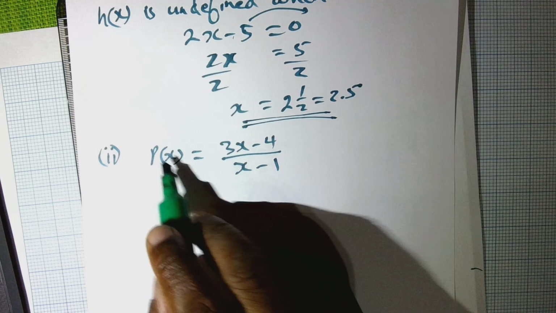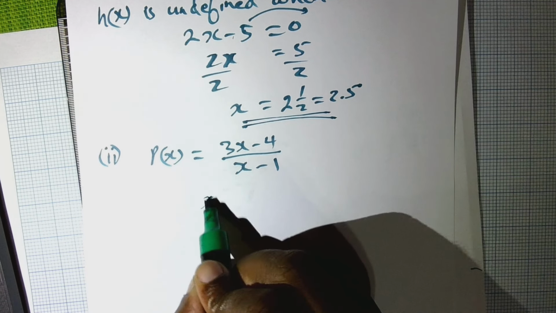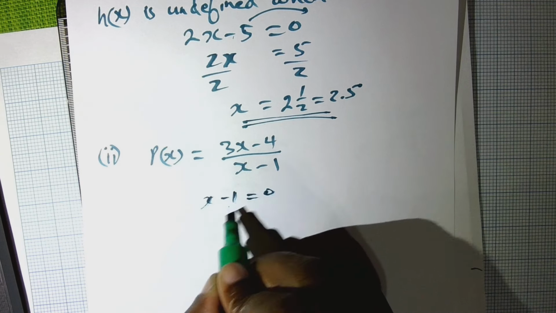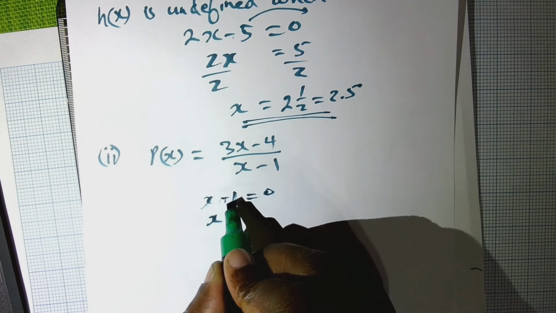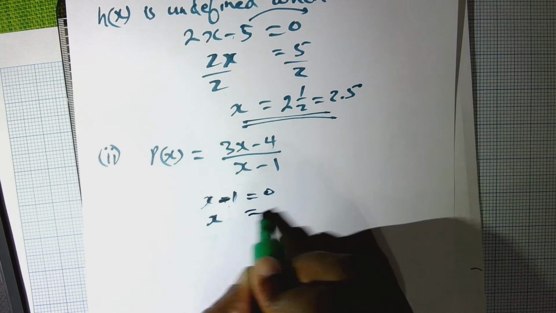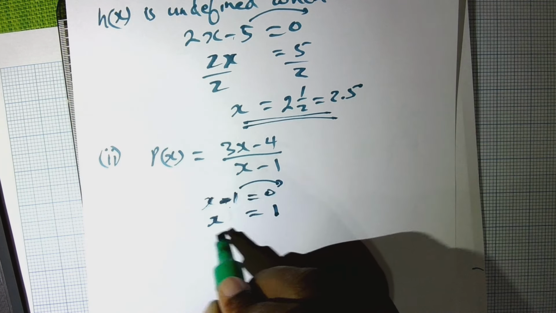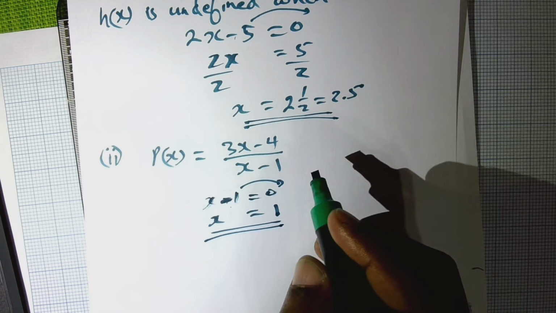So this function p of x is undefined when x minus 1 equals 0. And you can solve for the value of x by adding 1 to both sides. Adding 1 to negative 1 will give us 0, so that cancels out. Adding 1 to 0 gives us 1. In other words, transposing this gives us 0 plus 1, which is 1. That's the value of x that makes it undefined.